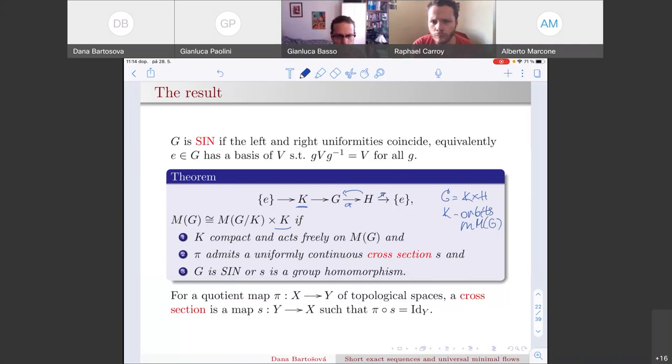Well, for me, K orbits are really subflows because they are closed, right? Because K is compact. For them, it's not, right? So you have to take closures. But by something that I showed with Andy, and Andy then improved with Colin, this is going to be enough so that when you take the quotient by this, it is actually going to be a universal minimal flow for H.